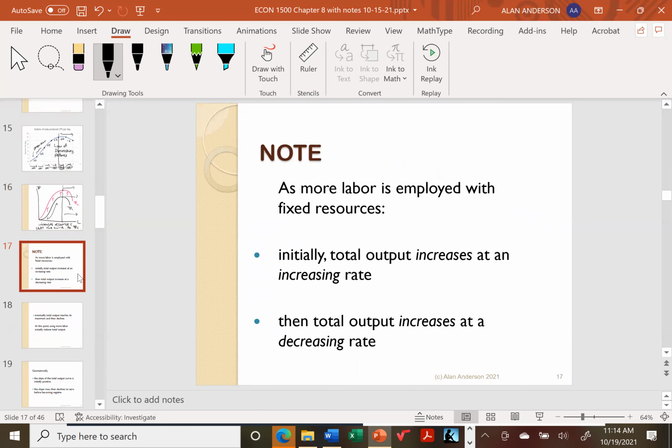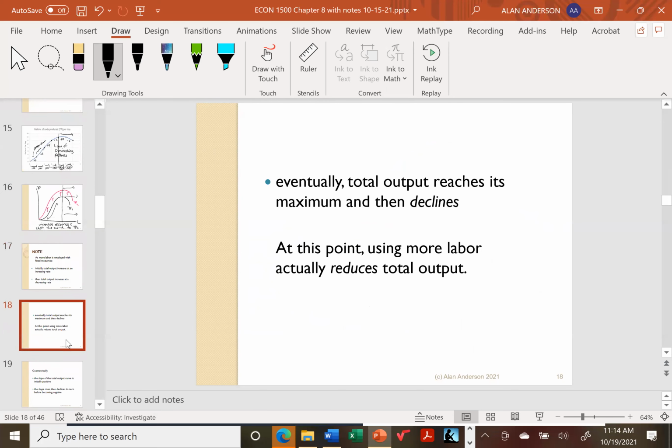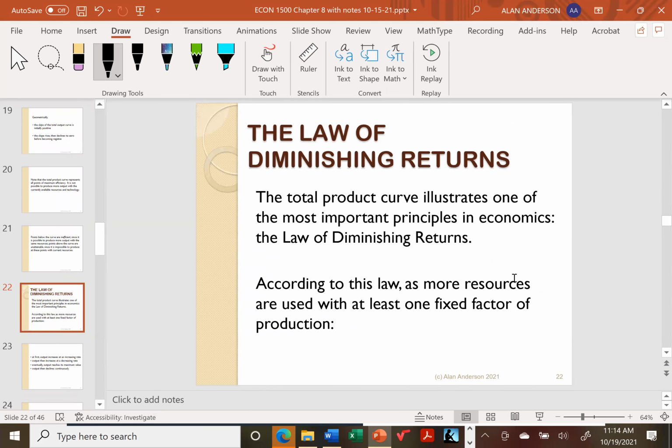Now, anyway, all of this collectively is referred to as the law of diminishing returns. This is one of the most important concepts in economics. Anytime you try to increase a variable resource where other resources are fixed, this is always going to be the case.